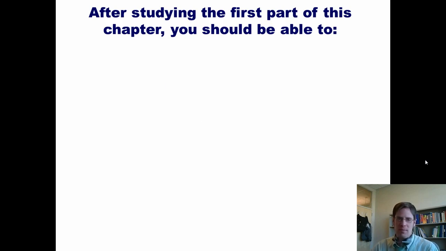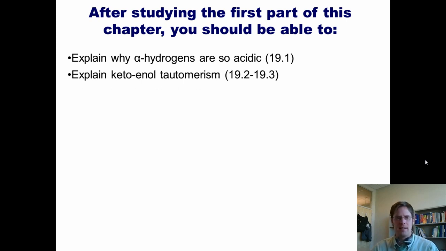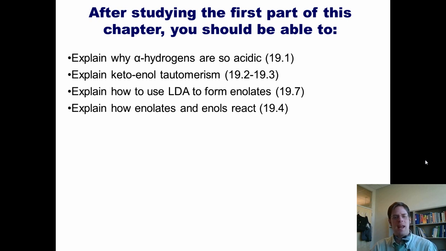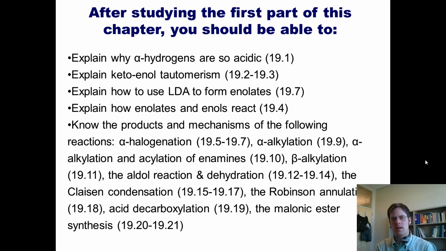By the end of this chapter, you should be able to do the following. Explain why alpha hydrogens are so acidic. Explain keto-enol tautomerism. Explain how to use LDA to form enolates. Explain how enolates and enols react. And know the products, reaction conditions, and mechanisms of this list of reactions.